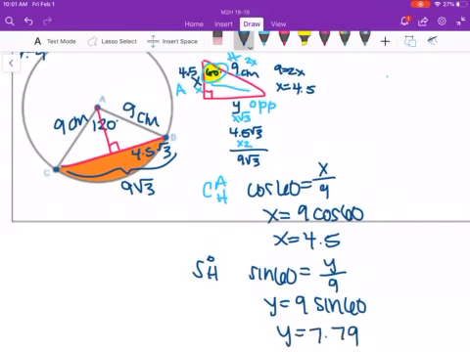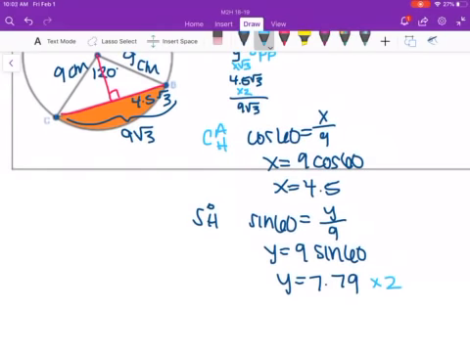7.79, which is the same as 4.5 root 3. But we have to times it by 2 to get the whole thing. So our whole base of the triangle is going to be 15.59. Okay, so we have our height and we have the base. So we can use those to find the area of the triangle.